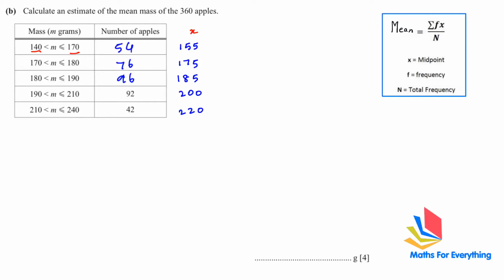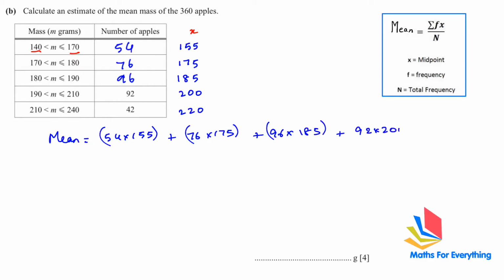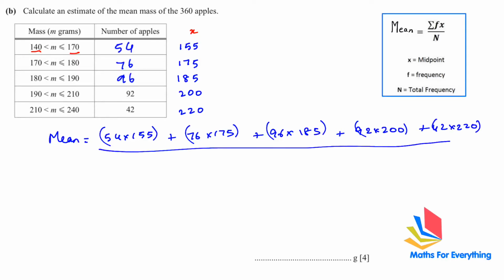Now we have to multiply the frequency with the midpoint to get the mean. So 54 multiplied by 155 plus 76 multiplied by 175, 92 multiplied by 200 and 42 multiplied by 220. Divide everything by the total frequency. What is the total frequency? 360.